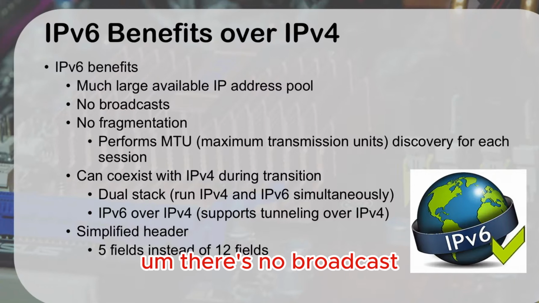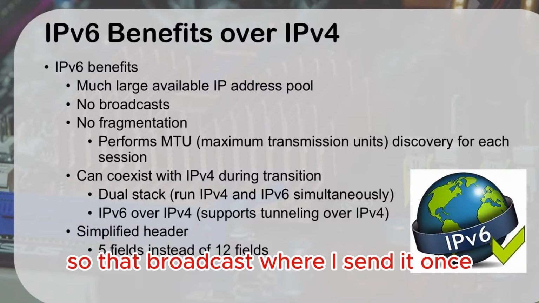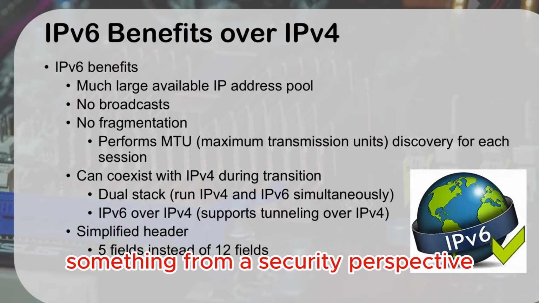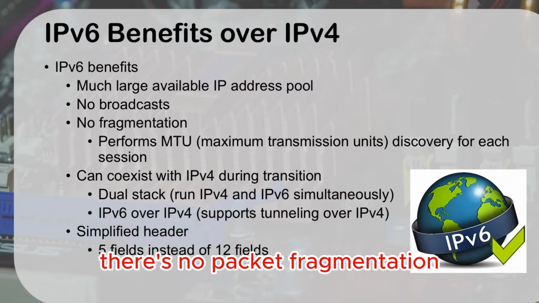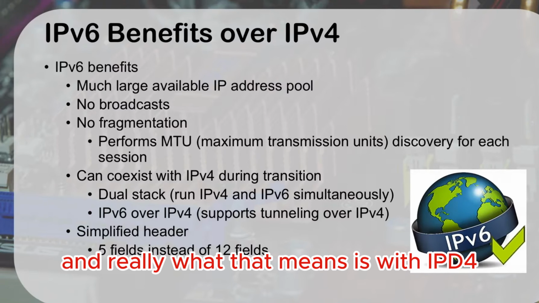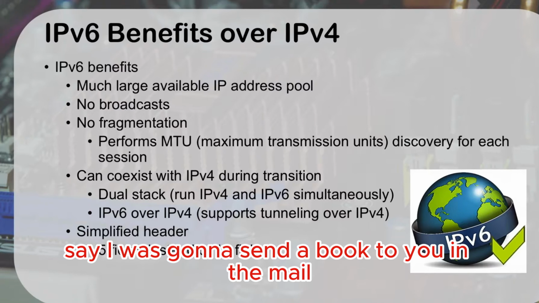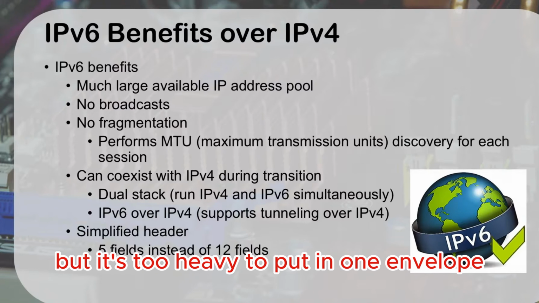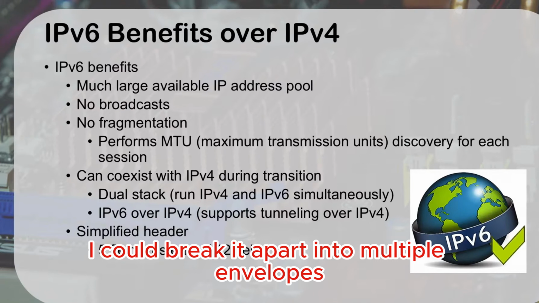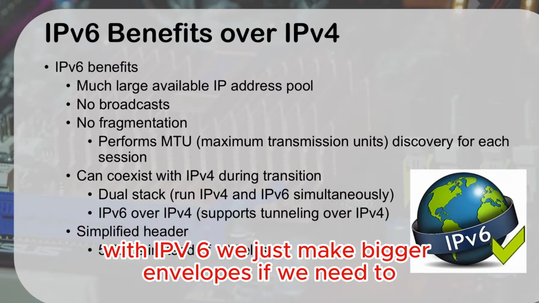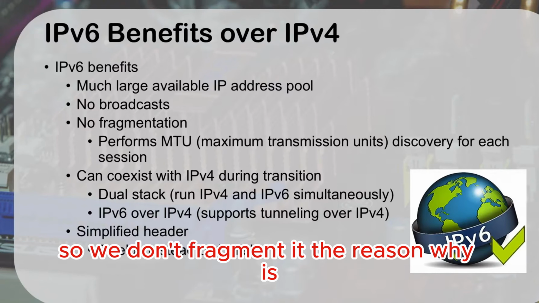There's no broadcasts. So that broadcast where I send it once and it goes to everybody at the same time, that was taken away. Something from a security perspective, there's no packet fragmentation. And really what that means is with IPv4, say I was going to send a book to you in the mail, but it's too heavy to put in one envelope. I could break it apart into multiple envelopes and send it that way, right? That's fragmentation. With IPv6, we just make bigger envelopes if we need to, so we don't fragment it.